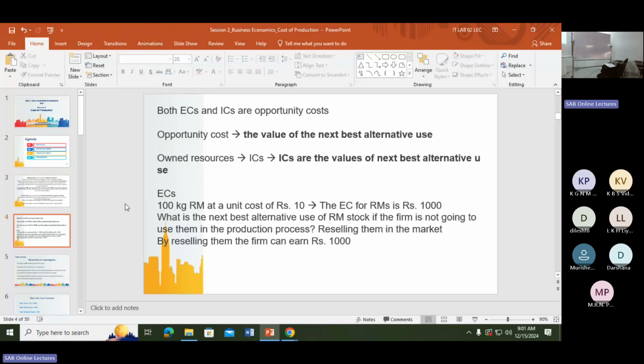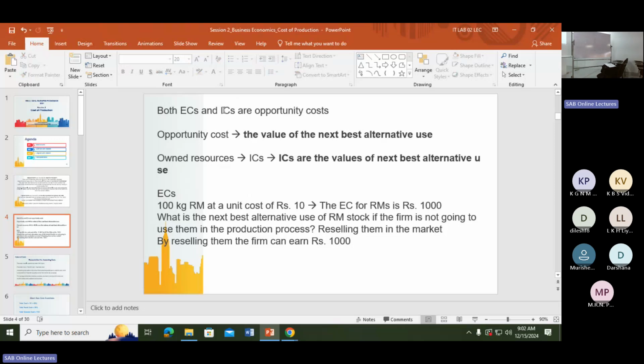Explicit costs are also opportunity costs because their next best alternative use is to resell them in the market. By reselling them, they can reclaim the same rupee amount they have already paid for the purchased inputs. So that is how both explicit costs and implicit costs become opportunity costs for the firm.